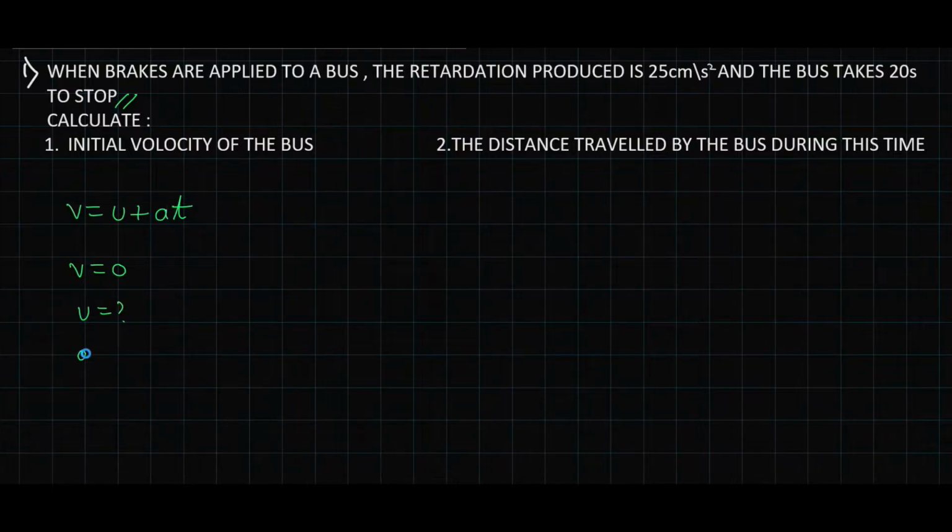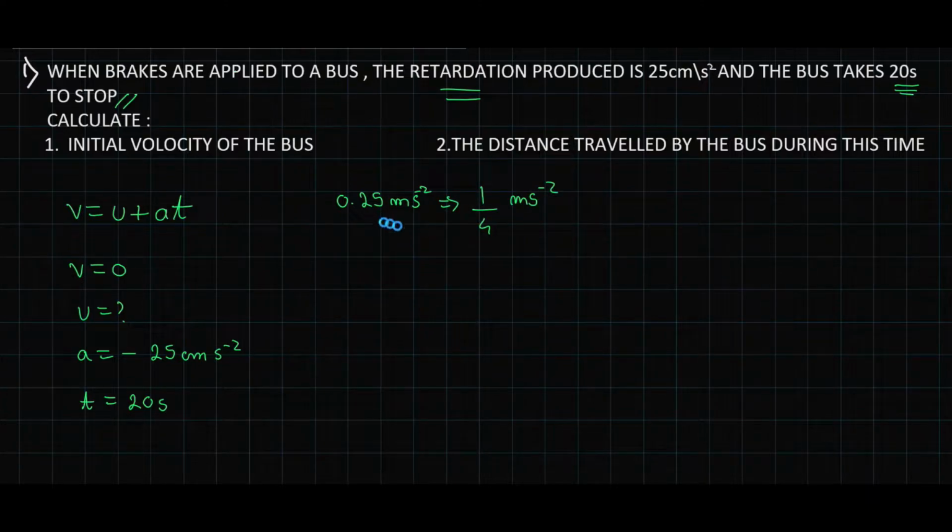And acceleration given to us is the retardation produced, 25 centimeters per second squared. Now retardation is negative of acceleration, so we write minus 25 centimeters per second squared. And it takes 20 seconds, so the time t equals 20 seconds. Now we can also write 25 centimeters per second squared in terms of meters as 0.25 meters per second squared, and we can also write this as 1 upon 4 meters per second squared. 1 upon 4 means 0.25.